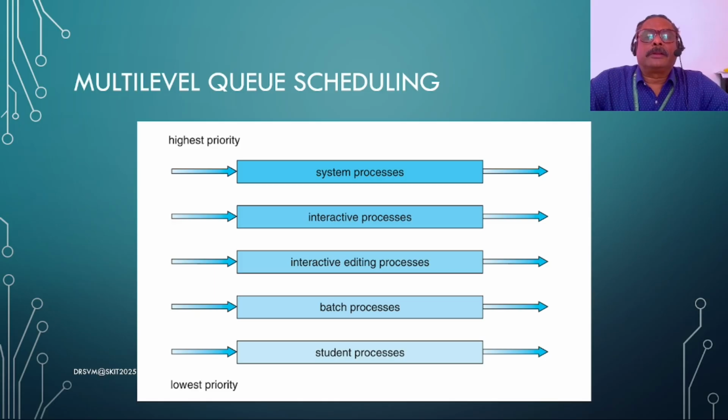Then we have interactive editing processes like a word processor, where we keep typing and we would expect whatever we type to be visible on the screen at the earliest, therefore it should have a higher priority, but definitely not as high as interactive processes or system processes, so they take the third level. Then we have batch processes, where a batch of processes run, and there is no need for getting the work done at the earliest, so delays can be tolerated with such processes, and therefore they have a lower priority, and so on.